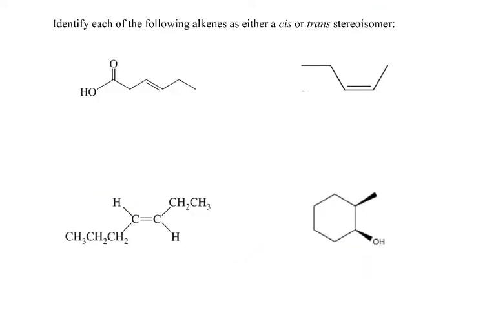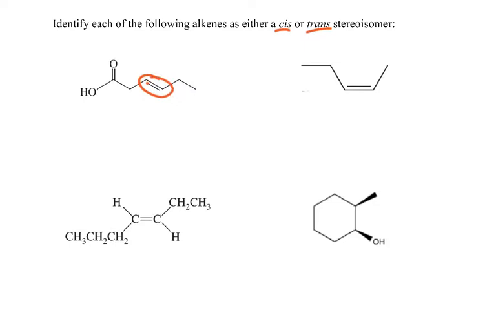So let's identify each of these. We'll do a practice problem. Identify each of these alkenes or cycloalkanes as either cis, same, or trans, opposite. In this first molecule, we are ignoring this double bond right here, because it's between a carbon and an oxygen. That's not an alkene. That bond has a different name. The alkene is this double bond right here.